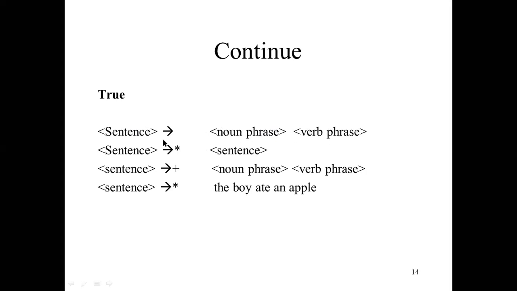Again see here: sentence, arrow with star. This star will come on the arrow. Sentence, arrow with star, equal to sentence. This is right. Why is this right? Because we can write sentence equal to sentence. So what is arrow with star? No change. No change means 0 or more steps. You are getting sentence in 0 or more steps.